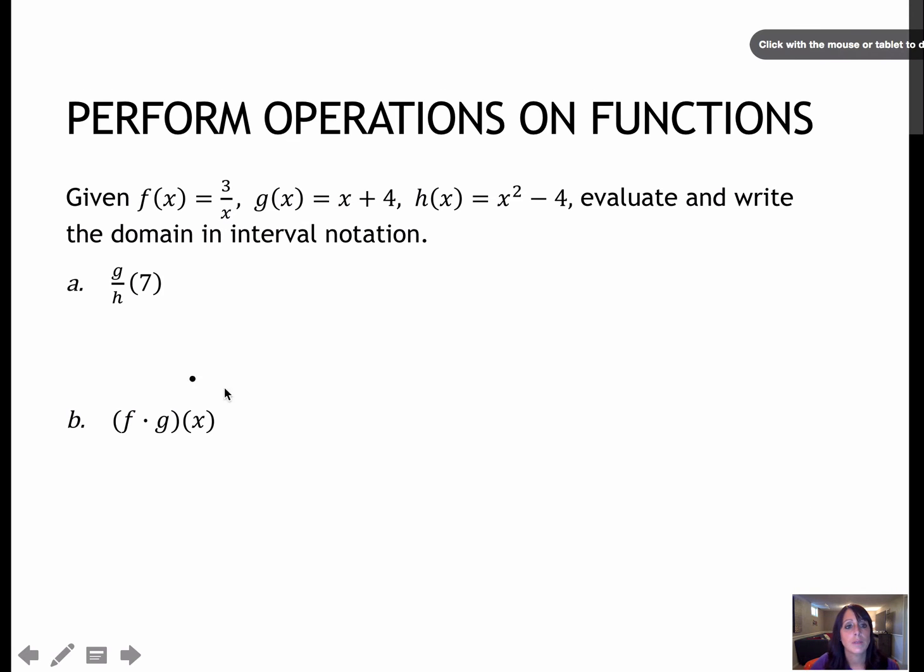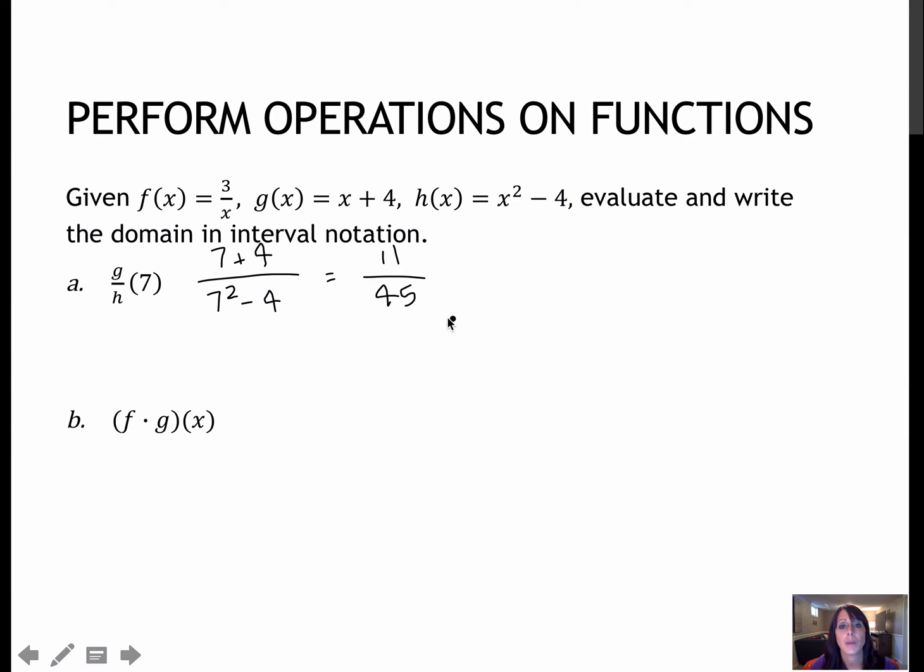Here's a couple more. Again, to find g over h of 7, on the top of my fraction, I would find g of 7, so 7 plus 4. On the bottom of my fraction, I would find 7 squared minus 4. So that would give me 11 on the top. 49 minus 4 is 45 on the bottom. No common factors there, so that's all I would do.